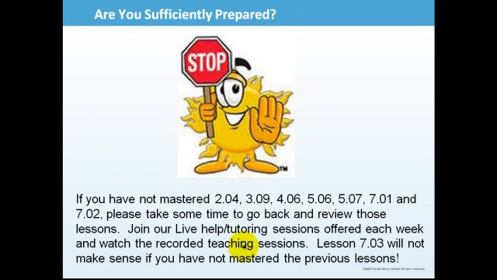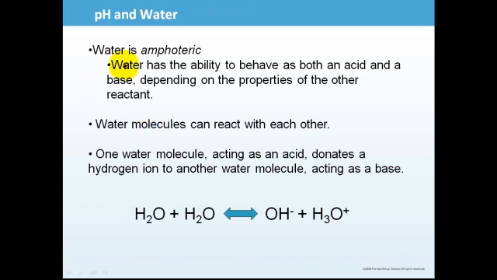on to lesson 7.03. Alright, the first thing that we look at in this lesson is the relationship between pH and water. Well, first, before we look at that relationship directly, we need to backtrack just for a second and talk about water by itself here.